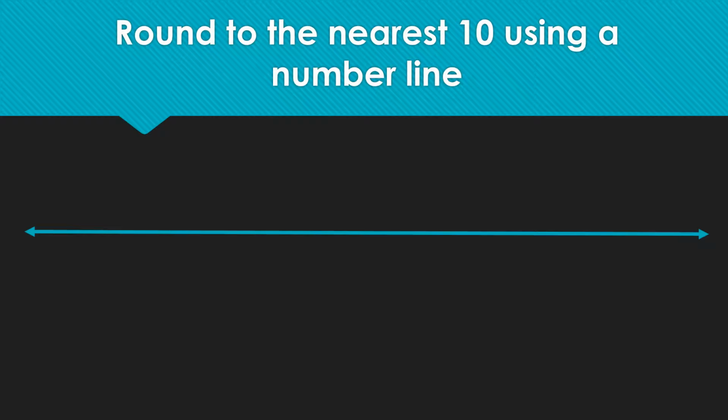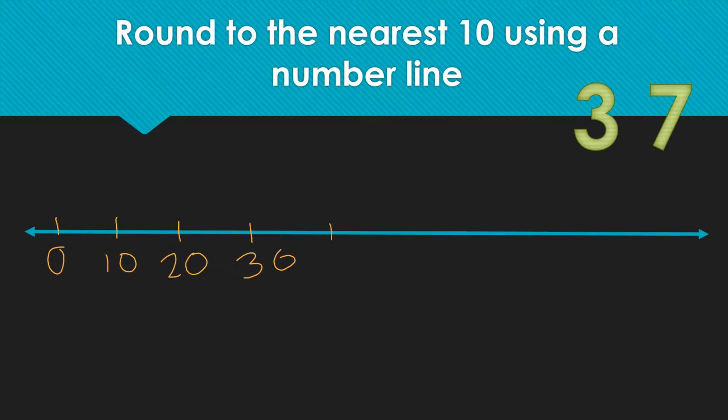To start, we're going to round the number 37 using a number line. We're going to round to the nearest 10, so we need to start the number line at 0 and count by 10. So I have 10, 20, 30, 40, 50. So 37 would be somewhere around here. If you look at the number line, you have to look at which number the 37 would be closest to when counting by tens. It looks like it's closer to 40 than it is to 30. So that means that 37 rounded to the nearest 10 is 40.